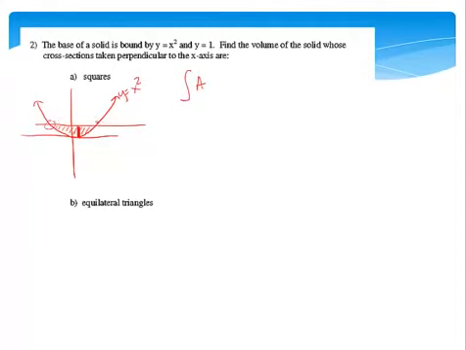Well, we need to figure out where these intersect. So remember how we do x squared equals 1? We set the two functions equal to each other. So they're intersecting at -1 and 1. So we're going to go from -1 to 1.